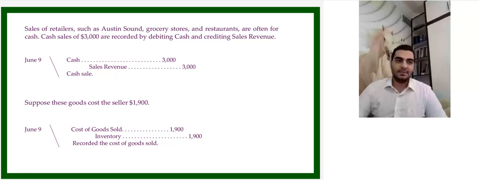Here's an example. It says here, sales of retailers such as Austin Sound, grocery stores, and restaurants are often for cash. So cash sales of $3,000 are recorded by debiting cash and crediting sales revenue, as I explained to you on the previous page. We debit our cash amount for $3,000, and then we credit our sales revenue for the same amount. Suppose these goods cost the seller $1,900. This is for our CGS. Our cost of goods sold is debited for $1,900, and then our inventory is credited for the same amount.